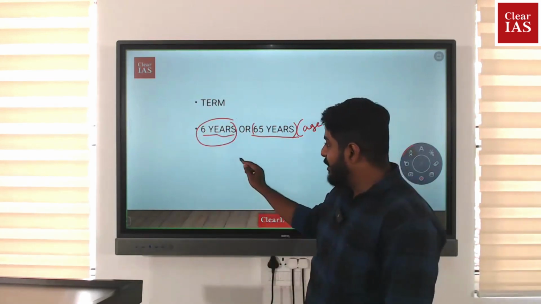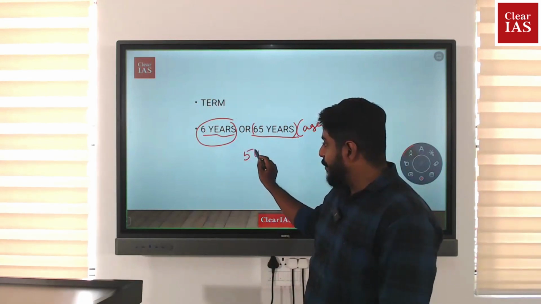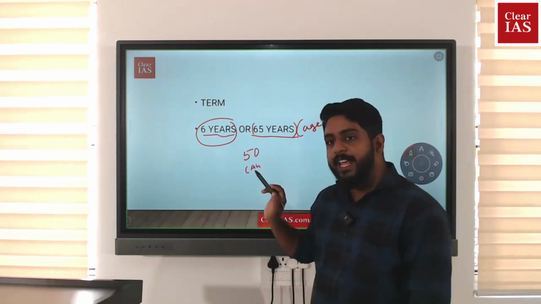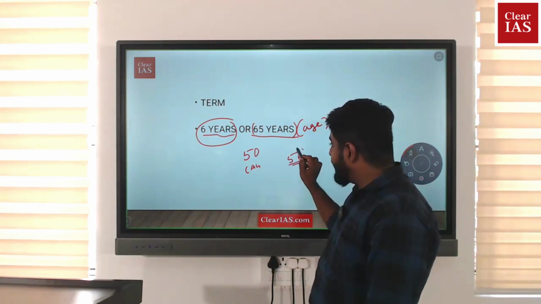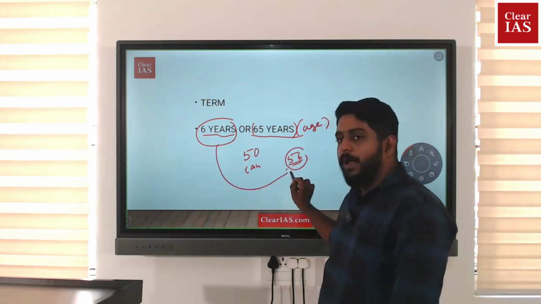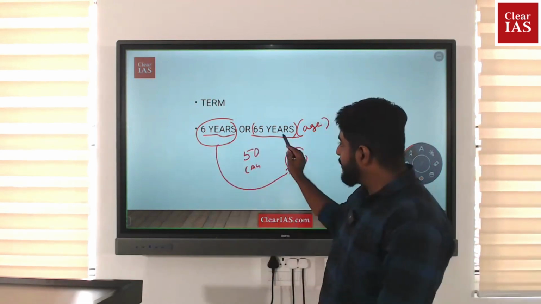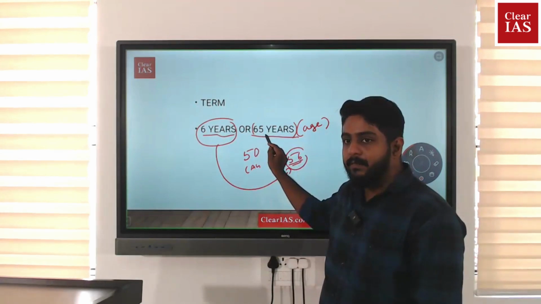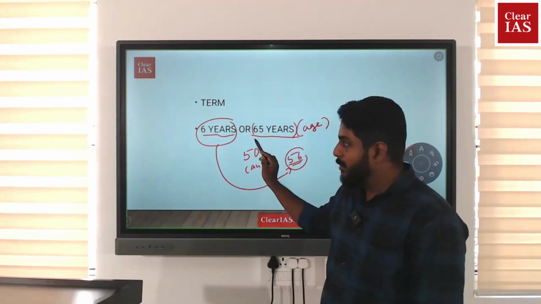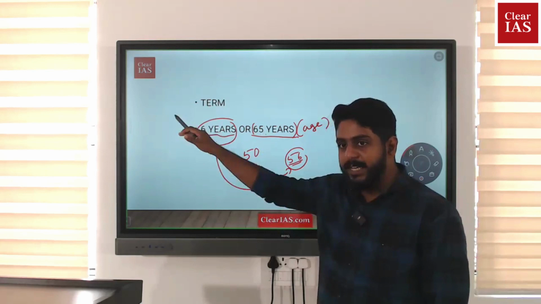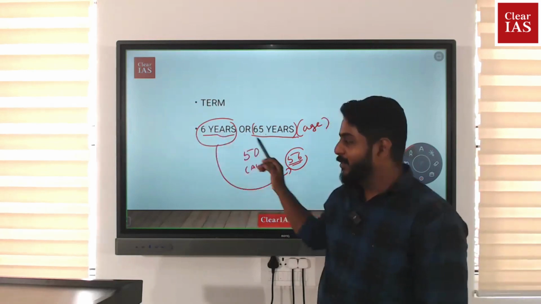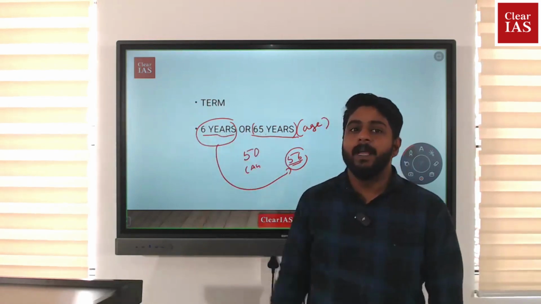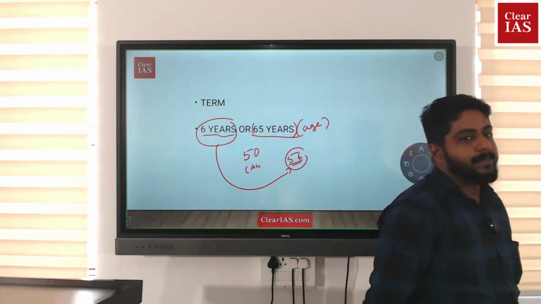Say, for example, if one person has been appointed as the Comptroller and Auditor General at the age of 50. At the age of 56 years, his 6-year tenure is over. But has he reached 65 years of age? No. Can he stay in the office until 65? No. Whichever is earlier, he will have to vacate.